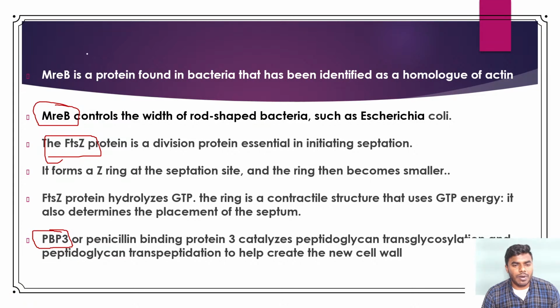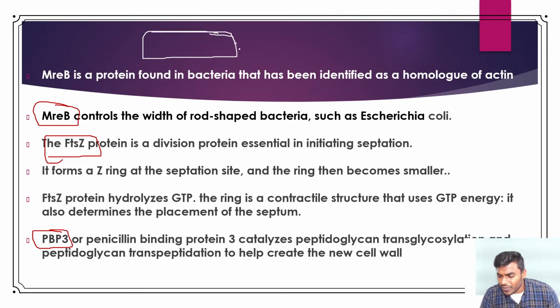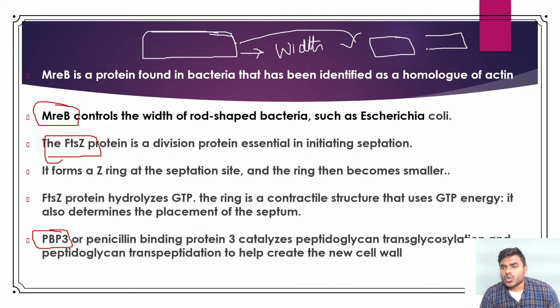Just remember, friends, this is a rod shaped bacteria, correct? This is a rod shaped bacteria. Very simple, friends. The rod shaped bacteria during binary fission, if it wants to maintain its width, what do I mean by that? Example, if this rod bacteria has given two daughter cells, and the two daughter cells want to maintain the same width as the parent cell, obviously it requires the protein called MreB protein.